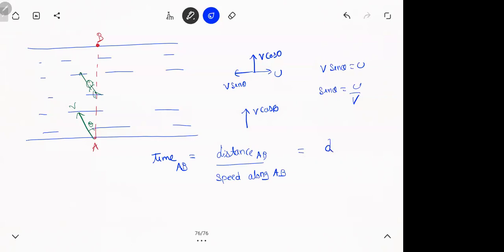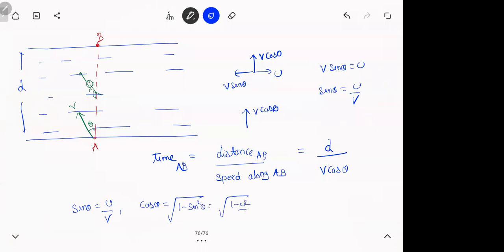So let the distance be D. And speed along AB is how much? v cos theta. What is cos theta? Sin theta is given, so cos theta will be root over 1 minus sin square theta. That will be root over 1 minus u square by v square. When you substitute here, you get D by root over v square minus u square.